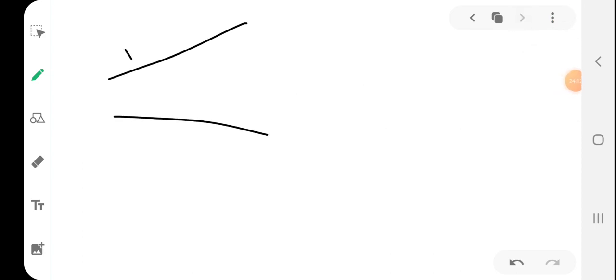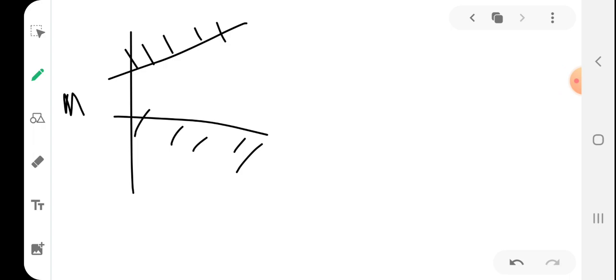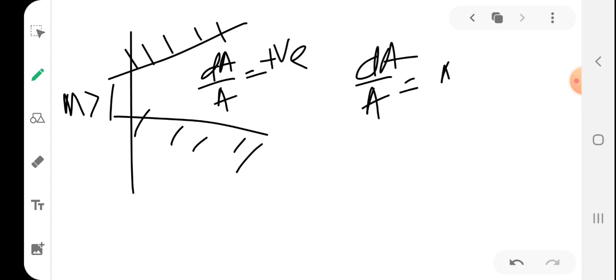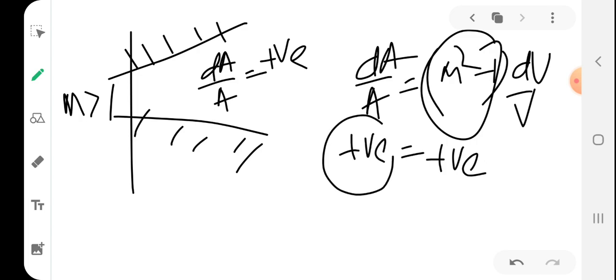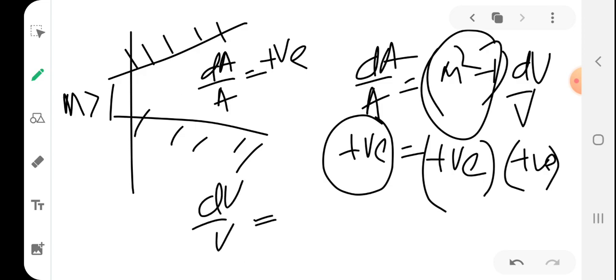Now the same diverging section at M greater than 1. So dA by A is positive. So dA by A equal to M square minus 1 dV by V. M square minus 1 will be positive, since M is greater than 1. In order that dA by A should be positive, it should be multiplied with a positive. So dV by V is positive, means velocity increases. Means it is a nozzle.